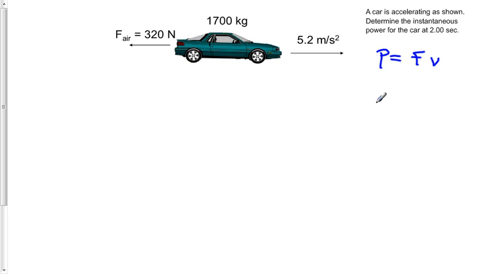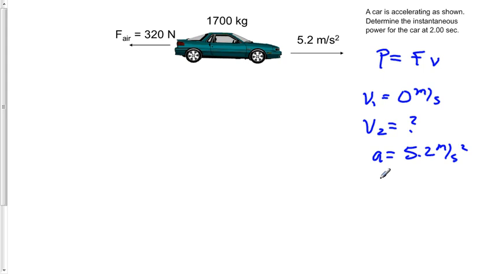Okay, so I start off with my Fab 5, and I go V1 is equal to 0. We assume it does start from rest. Velocity 2 is our question mark, and that's the one we want to find. Acceleration equals 5.2 meters per second squared. Time is equal to 2.00 seconds. And our distance is not known, and we are probably not going to need to know that. So we'll just put that as a question mark.